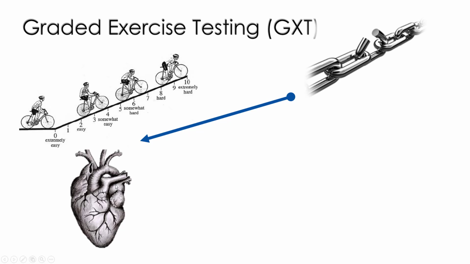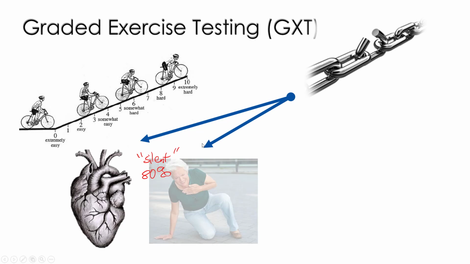In fact, exercise can uncover about 80% of so-called silent abnormalities. So exercise can bring out 80% of those that we normally wouldn't have any understanding of if we never did a graded exercise test with an individual.